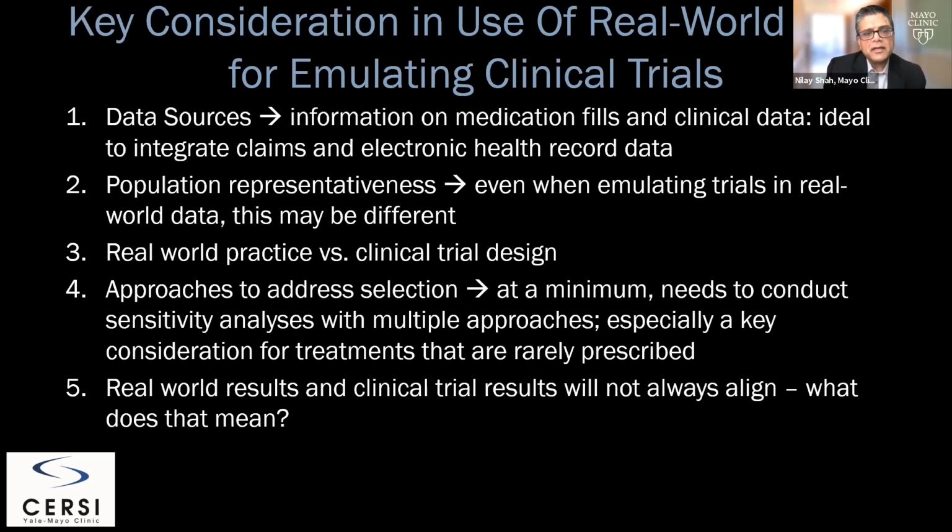A second issue, at least in the future, that we hope will happen is that we'll be able to use the text data from electronic health records, with natural language processing and other approaches, to again get better endpoints as well as covariates that can be used for these types of analyses. The population representativeness, even when emulating trials in real world data, may be different.